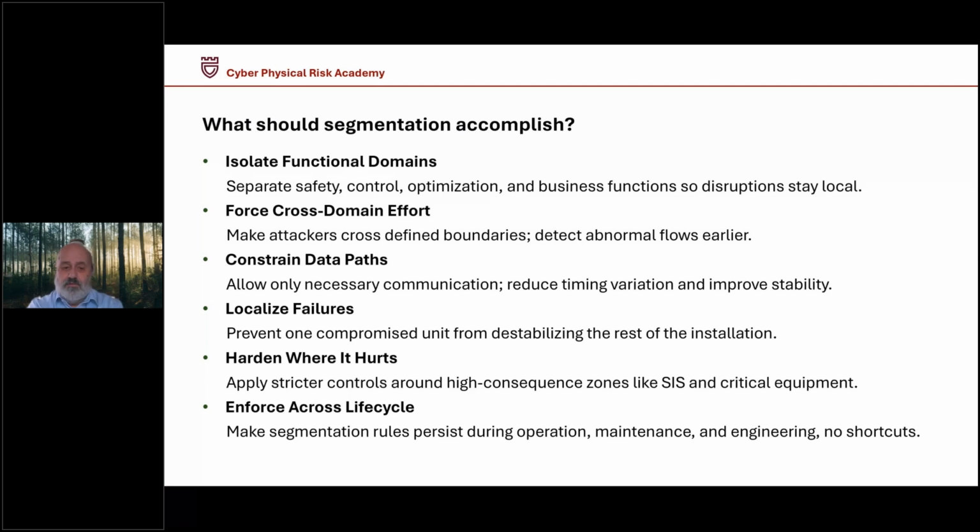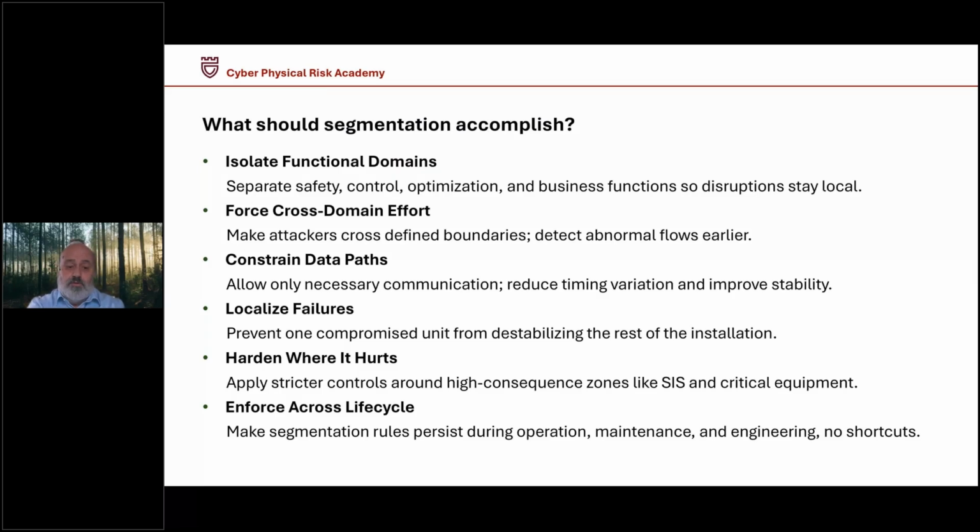Another function is more from a security point of view, that we try to make the difficulty as high as possible. So if an attacker wants to somehow impact the process, we try to make him cross as many zones as possible, many boundaries as possible, because every zone has a boundary, every segment has a boundary, and he has to break through that boundary to get to his target. So we do it to increase the effort, to make sure that he has to work hard to get in.